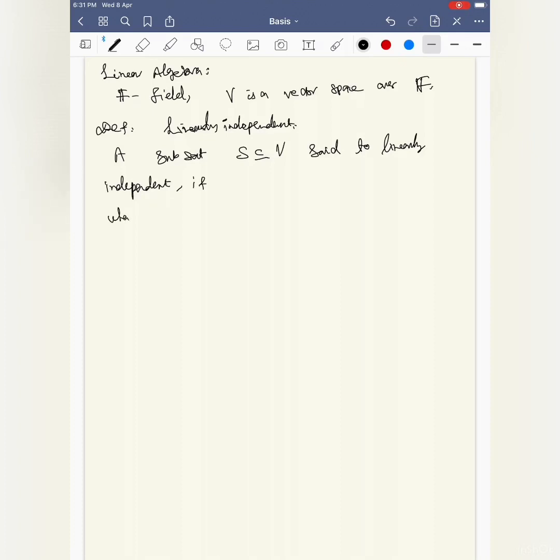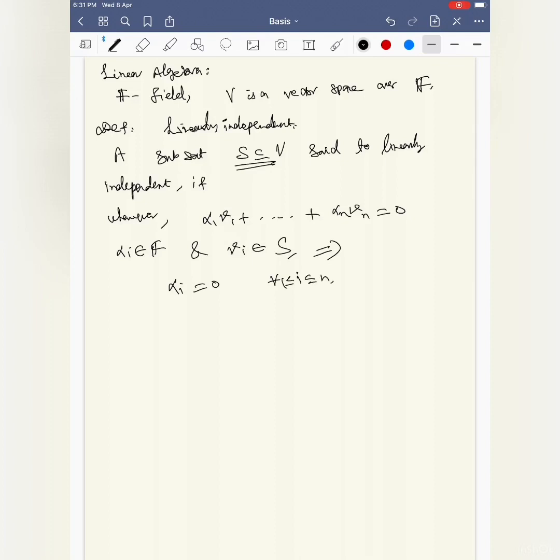whenever, this is very important, I will explain why. That's why I am not assuming it is empty or non-empty. Whenever alpha 1 v1 plus dot dot dot plus alpha n vn equals 0, where the alpha i belong to the field and the vi belong to the set S, then that implies alpha i is equal to 0 for every i, 1 less than or equal to i less than or equal to n.